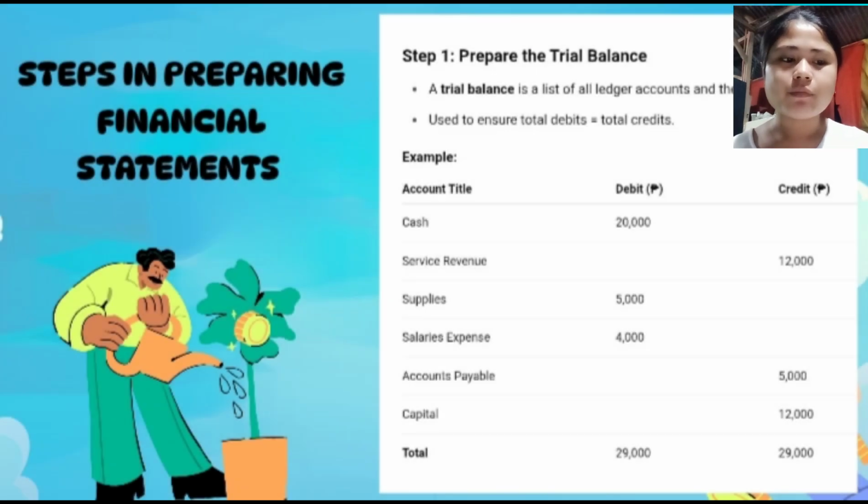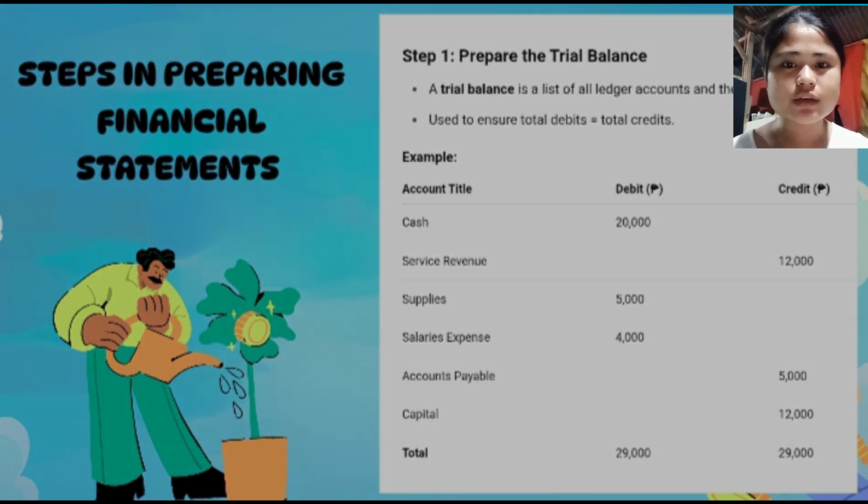Steps in preparing financial statement. First step is prepare the trial balance. What is trial balance? A trial balance is a list of all ledgers, accounts, and their balances. For example, sa cash kay 20,000 sa debit, then sa service revenue kay 12,000 sa credit.